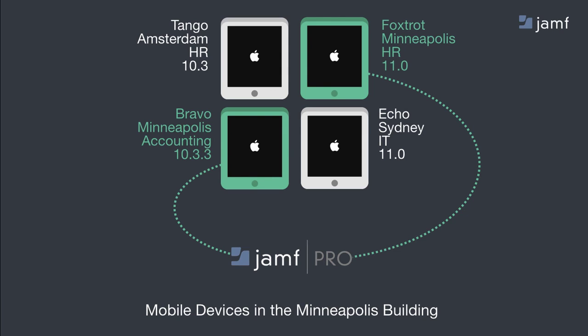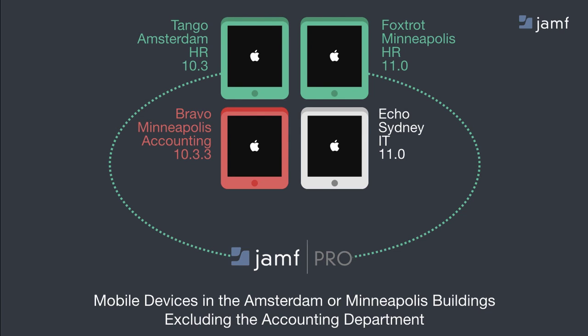It's also possible to have multiple targets. Targeting the Amsterdam and Minneapolis buildings will result in devices in either one of those buildings to receive the management task. However, we can still add the option to exclude devices from that pool. Adding an exclusion for the accounting department will prevent any devices in that department from receiving the management task, regardless of if they are in a targeted building. So by targeting the Amsterdam and Minneapolis buildings and excluding the accounting department, we're left with our scope of Tango and Foxtrot. Bravo is in the targeted Minneapolis building, but it's excluded from scope because it's in the accounting department.